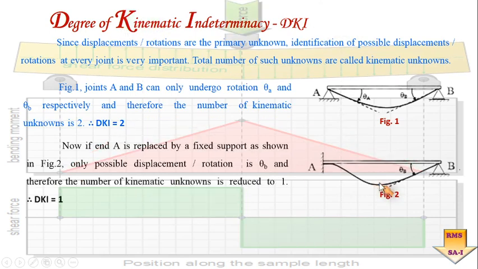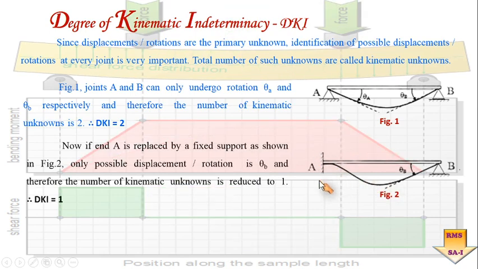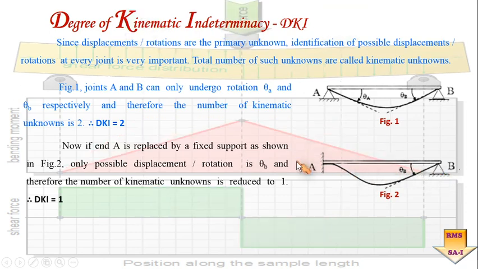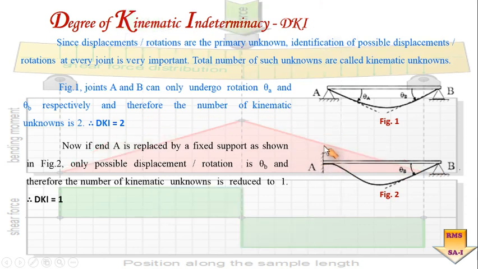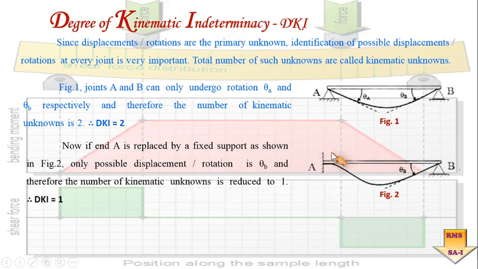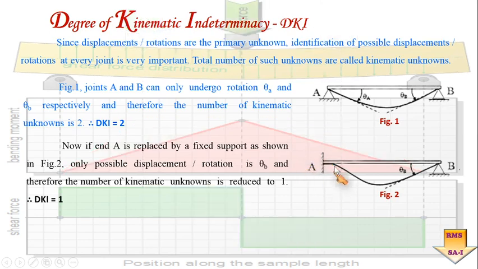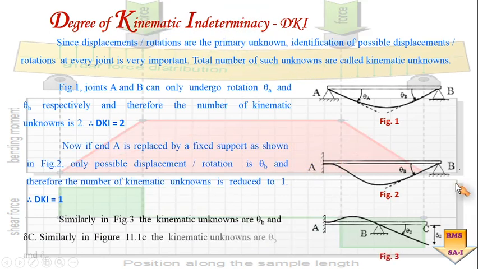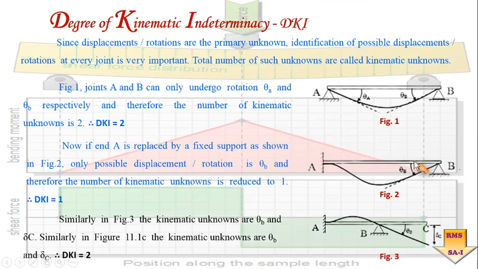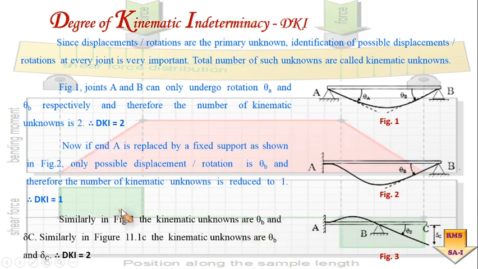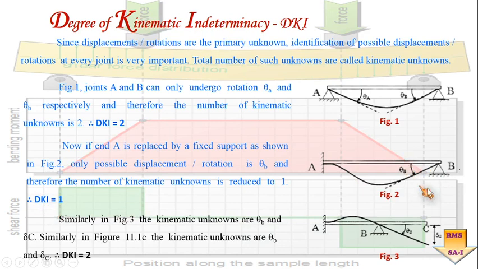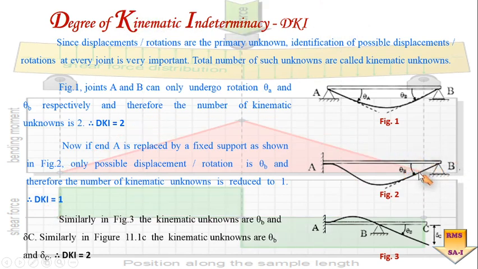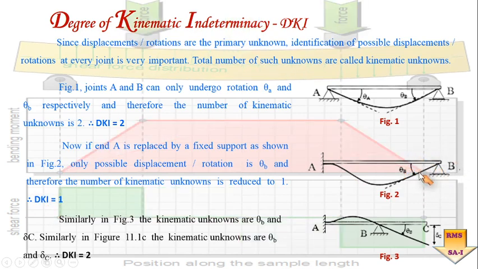Let us understand further. This is another example in which one end is fixed and the other end is a hinge. Is it okay? We know the fixity effect: it is never going to allow the rotation. It has certain resistance against rotation. So A is not going to rotate, whereas B is going to rotate. So there is only one rotation. That's why DKI is equal to 1, as only one displacement is occurring in this particular problem. Is it okay?